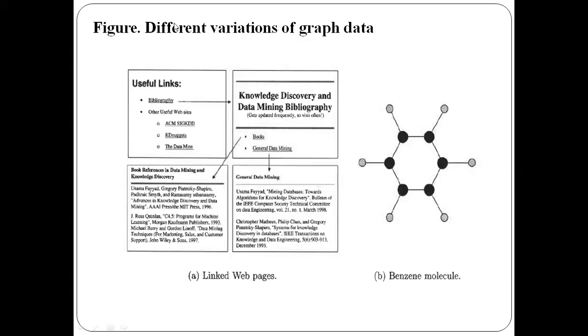Okay, so this is about the second type of dataset. The first one that we have studied is record data, and the second one is graph based data. Next, the third one is ordered data, that we shall study in the next class. Okay, so just wait.